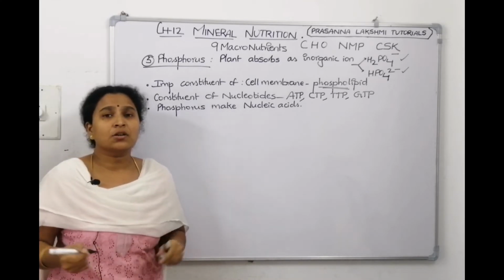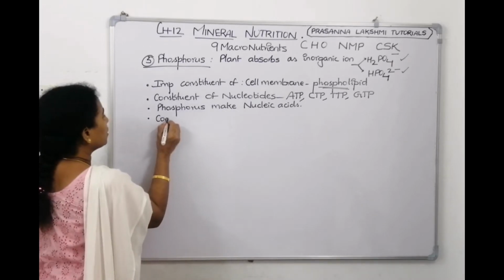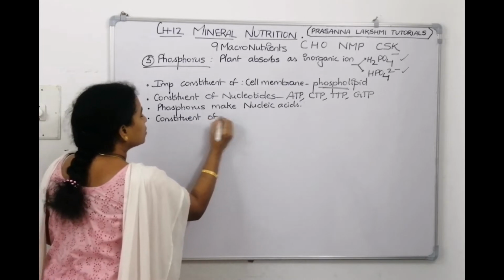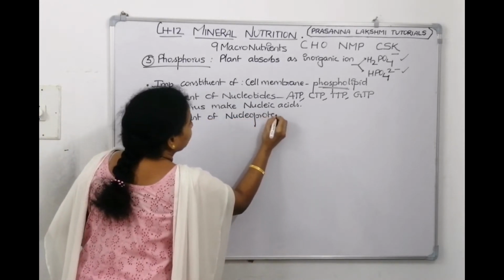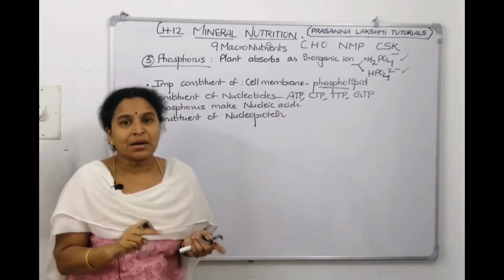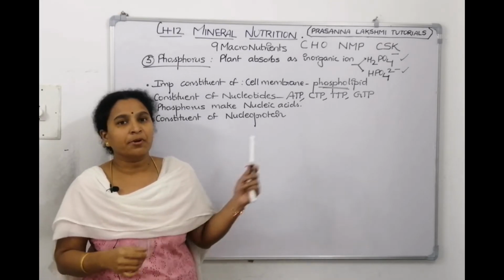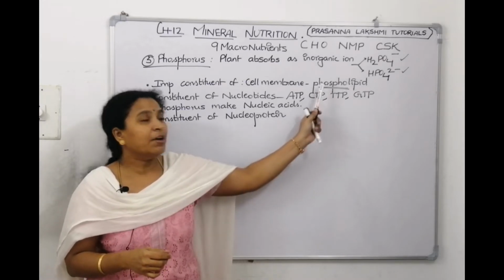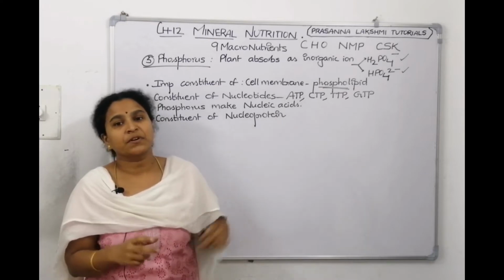Phosphorus is an important constituent of nucleoprotein also. NCERT has given, it is a constituent of nucleoprotein. Nucleoprotein means when nucleic acid combines with proteins, then that is called nucleoprotein. In nucleoprotein, phosphate is there. In nucleic acid, phosphate is there. With lipid, when phosphates join in phospholipid, in cell membrane, phosphate is there.